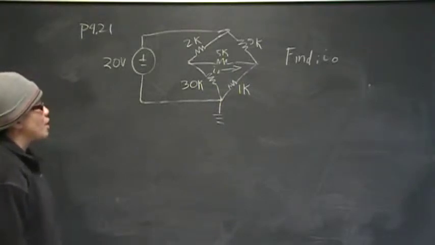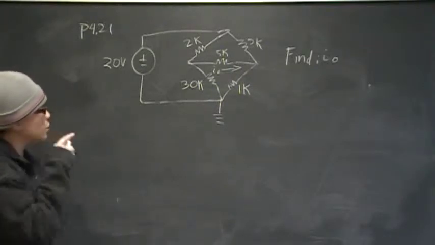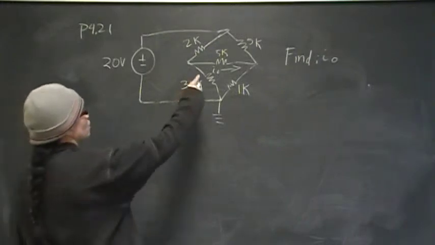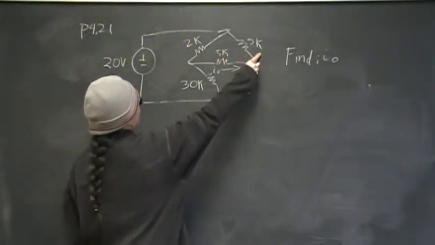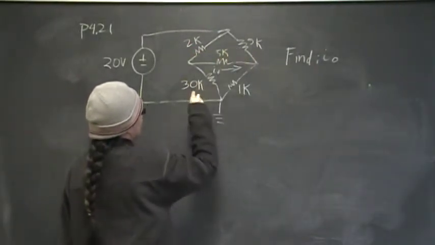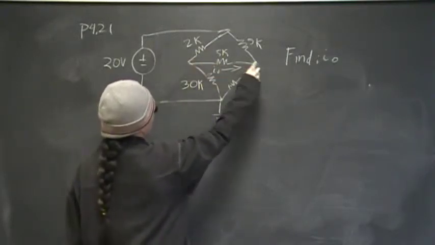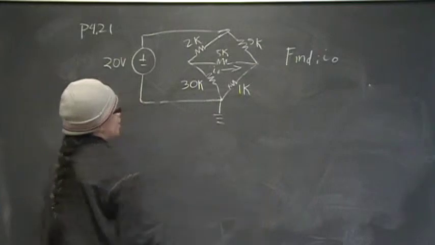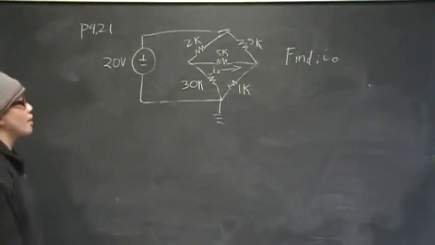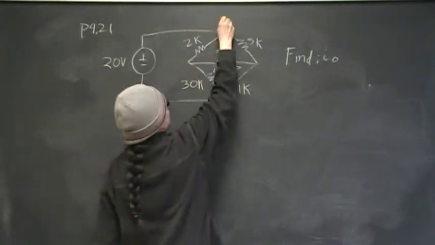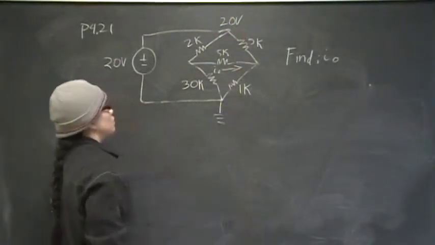So, now that we know what we're trying to do, we have a circuit with 2K here, 5K here, 5K here, 30K here, and 1K here, and we're trying to find the current between these two nodes. We're supposed to use the node voltage method to do that. So we know what this node is. That's the special case, and that's 20 volts.